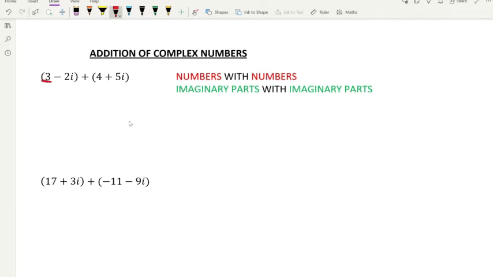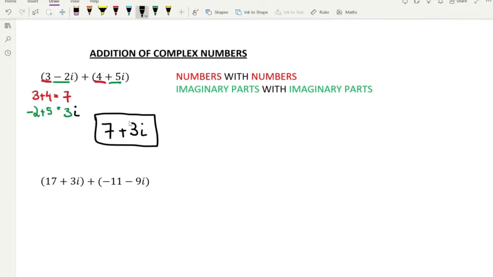We have 3 plus 4. 3 plus 4 gives us 7. And then we have -2 plus 5. Well, -2 plus 5 gives us 3. So, don't forget about your i. You've got to carry that over. So we have our final answer of 7 plus 3i. There we have it. Numbers with numbers, imaginary parts with imaginary parts. Take a look at the next example.